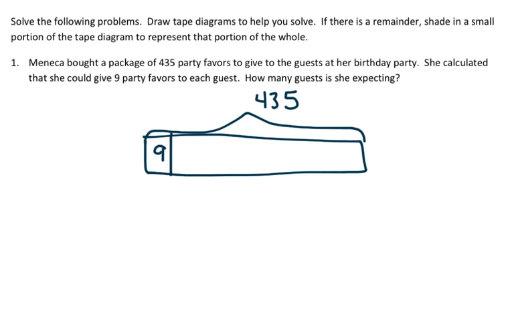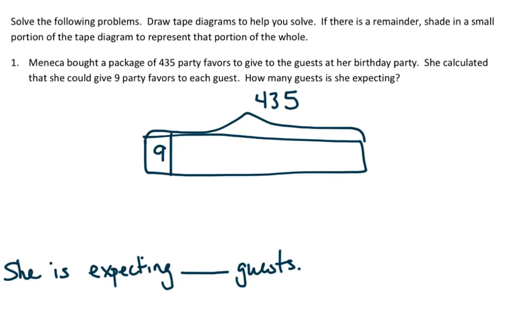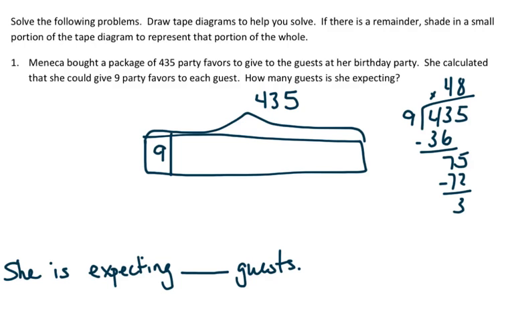So let's write a target sentence, and that reads, she is expecting blank guests. Okay, so we have 435, and we're going to divide 435 by 9. And the quotient is 48 with the remainder of 3. So I know that the remaining portion, I can just shade in right here, is going to be 3. And the number of groups that we have is going to be the quotient, so it's 48. So she is expecting 48 guests.